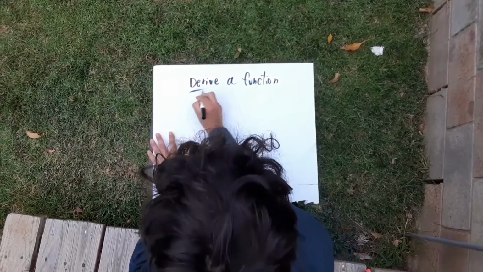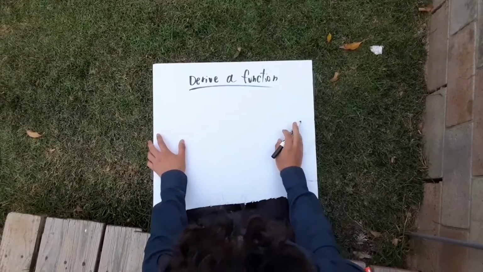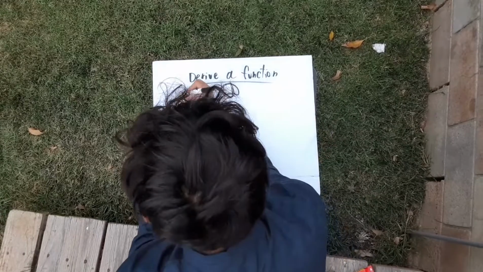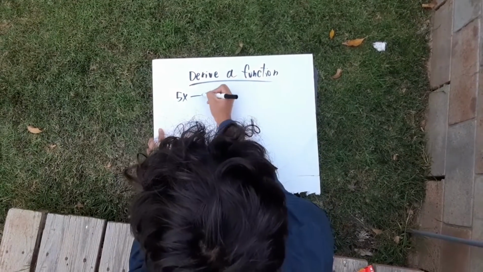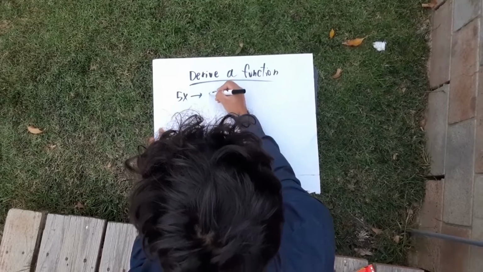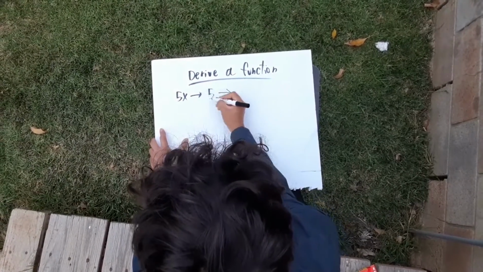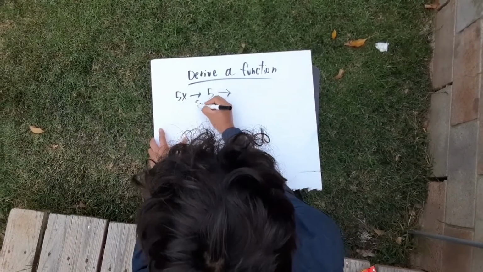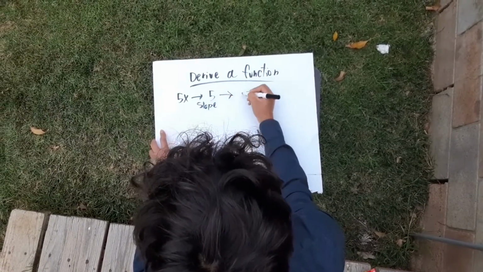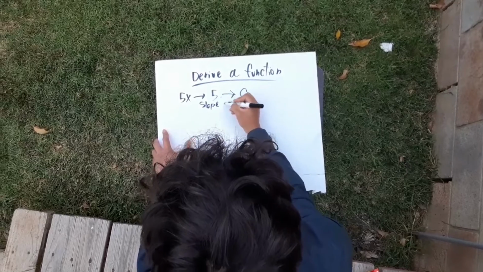Now, what is deriving a function? Basically, it's finding the rate of change of a function, such as 5x. If you derived it, you just get 5. And if you did it again, you would get the rate of change of that rate of change, or a slope of a slope, which would just be 0, since it has no x value.